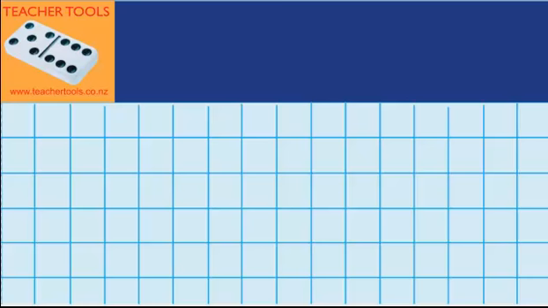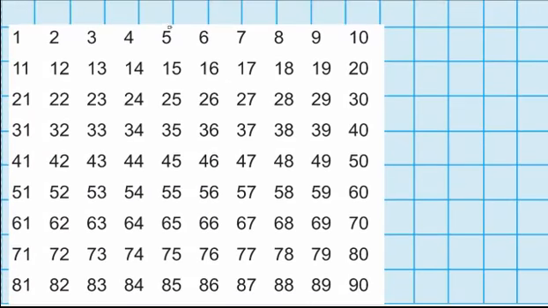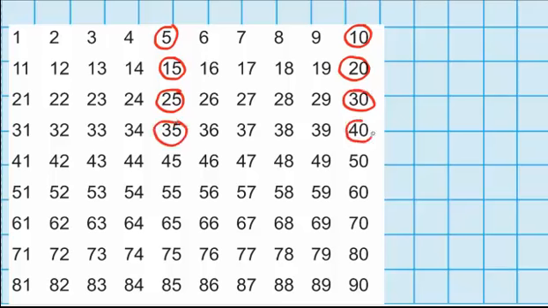Let's start by going down to our hundreds board and circling all the numbers that are on our 5 times tables. So we start at 5, 10, 15, 20, 25, 30, 35, 40, 45 and 50. Now we could go on further, but I'm stopping at 50 because 5 times 10 equals 50.